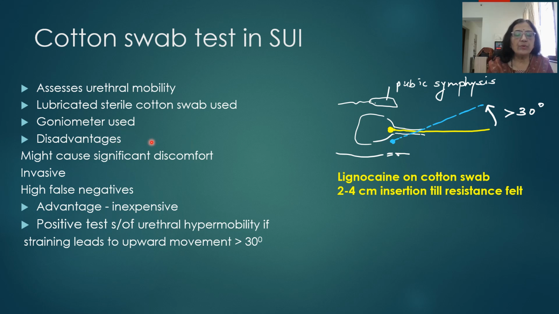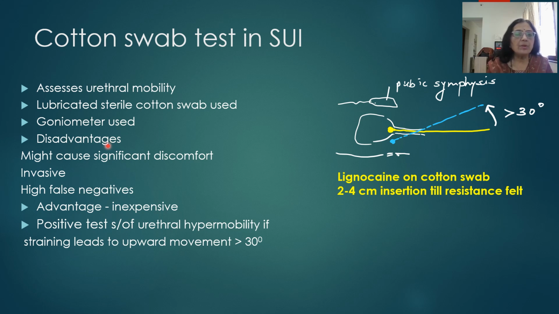A goniometer is used, because we need to measure exactly in degrees how much the cotton swab moves on straining. That is why the instrument we need is a goniometer, by which we can measure the shift of this cotton swab in degrees. How many degrees is the shift? If on straining the movement of the cotton swab in the upward direction is greater than 30 degrees, it is indicative of urethral hypermobility.